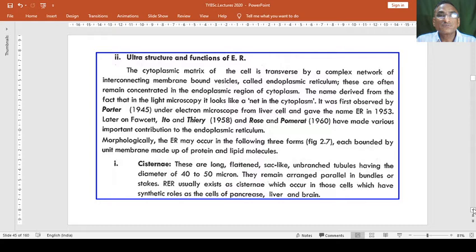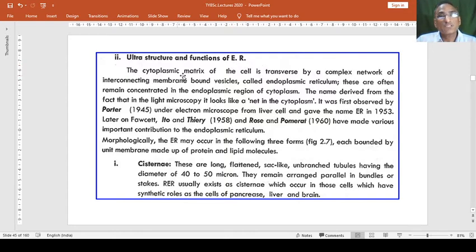Next is the ultrastructure and functions of the endoplasmic reticulum. So we have seen first the plasma membrane, then the nucleus, then the nucleolus, and now the ultrastructure and functions of the endoplasmic reticulum, or ER.